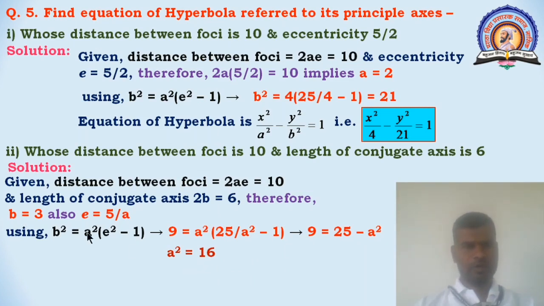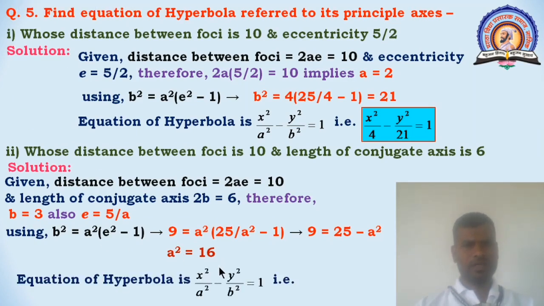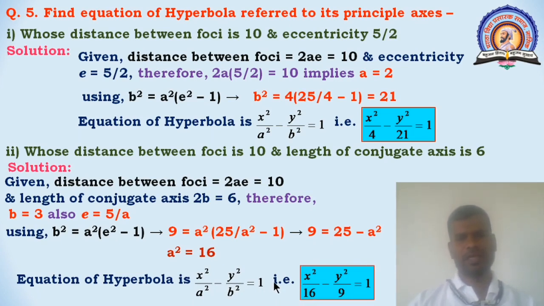Now we know the value of b square is 9 and a square is 16. Put those values in the equation of hyperbola, x square upon a square minus y square upon b square is equal to 1. You will get x square upon 16 minus y square upon 9 is equal to 1, which is the required equation of hyperbola.